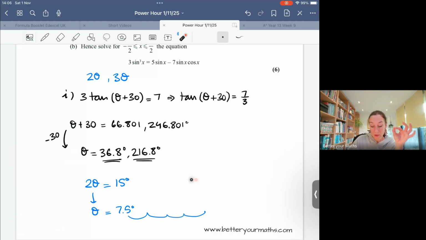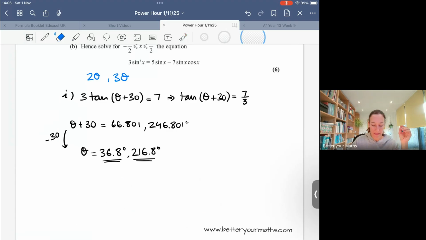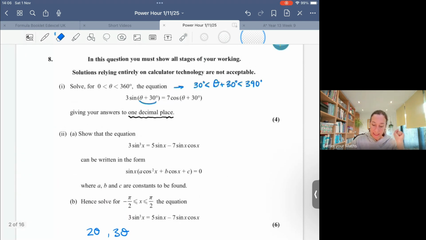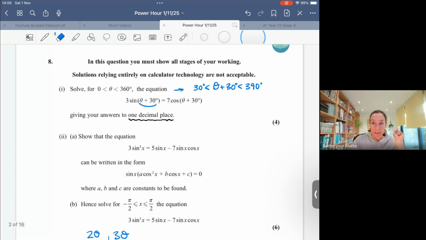Always find all the solutions and then divide by 2 or add the 30 or whatever you have to do, yeah? If not, you will wonder why I'm not getting the answers. Does it make sense? Yeah?